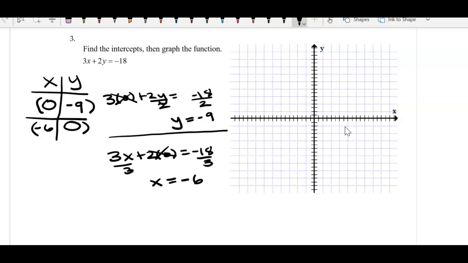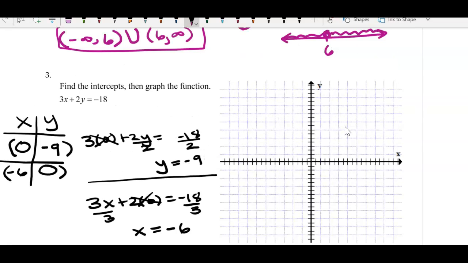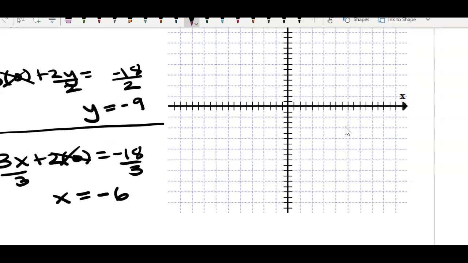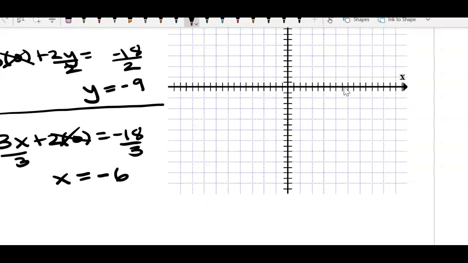And then we're just graphing those two. So over 0, down 9. Oh, gosh, those are so small. 1, 2, 3, 4, 5, 6, 7, 8, 9. Okay, so it barely fit there. So that's my y-intercept. My x-intercept is going to be on the x-axis, and that's at negative 6. 1, 2, 3, 4, 5, 6 right there. And then we just need to connect those together, and that would be the graph of the line.